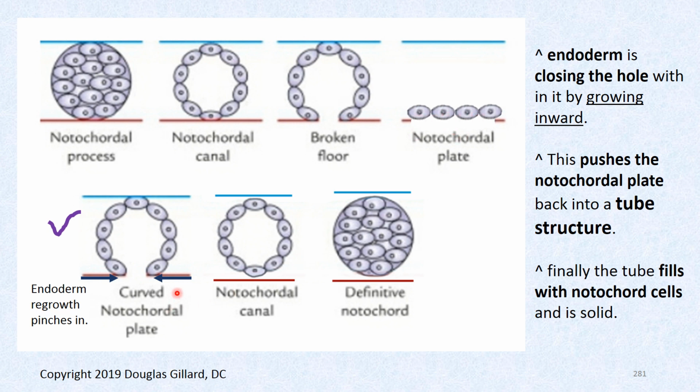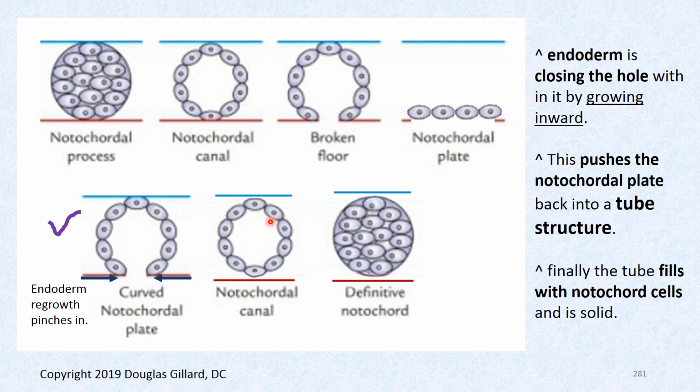And now, as the endoderm cells are regrowing and pushing in, it buckles this plate upward. See how it buckled it? And then pretty soon we're going to have another hollow structure. So we have a notochordal process canal is probably a better way to describe that one. And now we're going to have a notochordal canal.